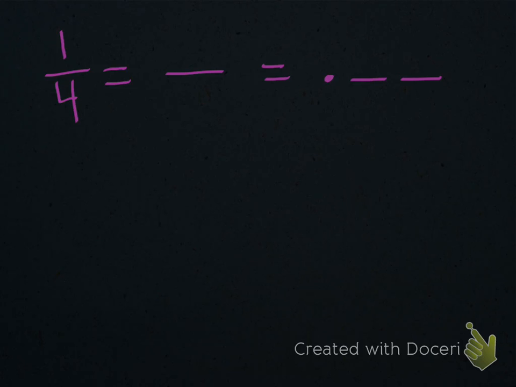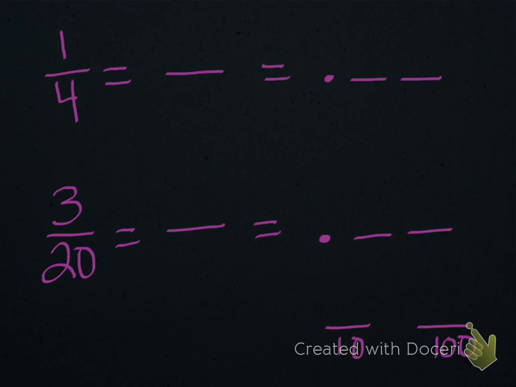Then try, let's do 3/20. Again, convert it to a different fraction name before you change it to a decimal. Again, your goal is to get to tenths or hundredths before you make it a decimal, and that's how you convert back and forth between decimals and fractions when they are really friendly. Next time, I will tackle how to convert when the fraction is not so friendly.